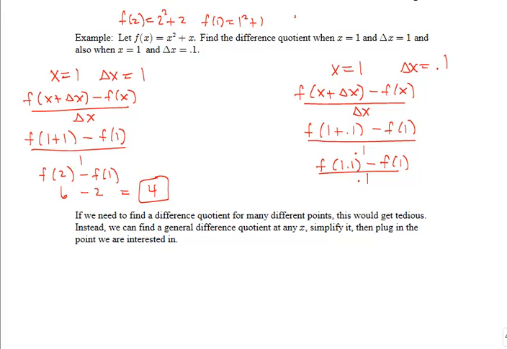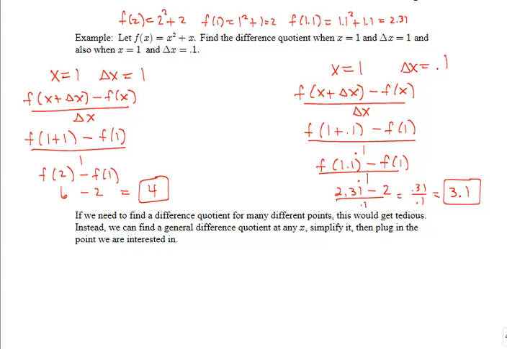So we need to figure out what f of 1.1 is, which would be 1.1 squared plus 1.1. And you can punch that into a calculator, and you're going to get 2.31 when you plug that in. So this is 2.31 minus f of 1. f of 1 was 2. We had that earlier up here. So we're going to get 0.31 divided by 0.1, which turns this into 3.1. So there's our difference quotient for those two values.